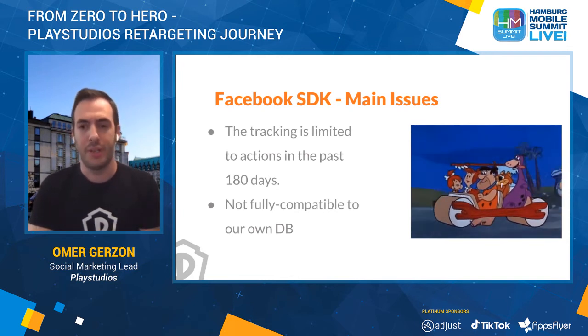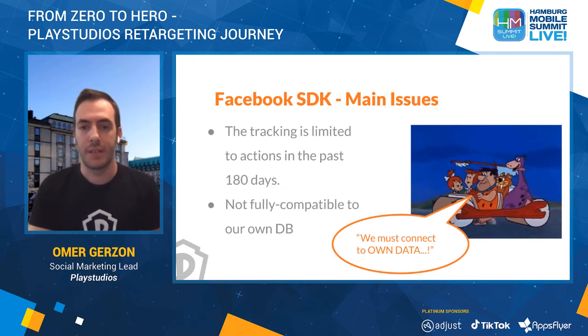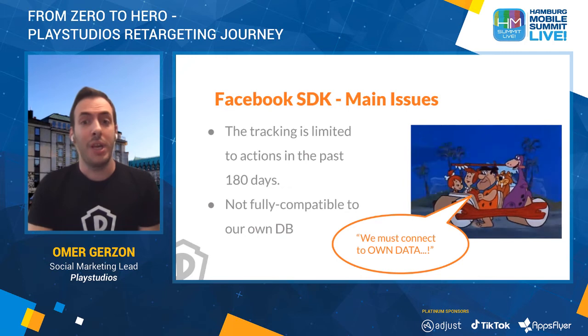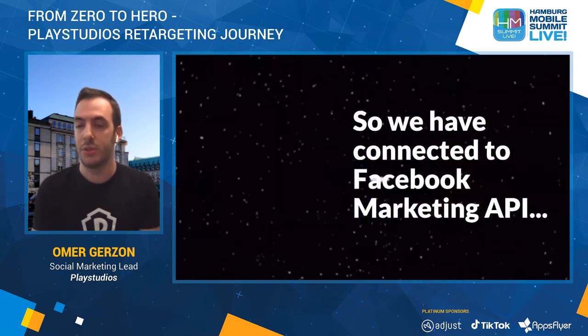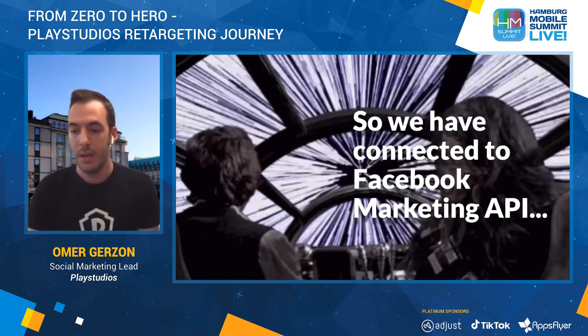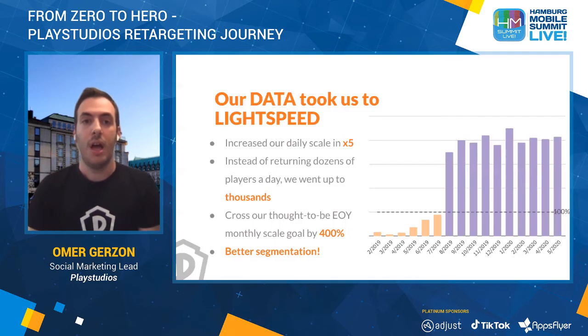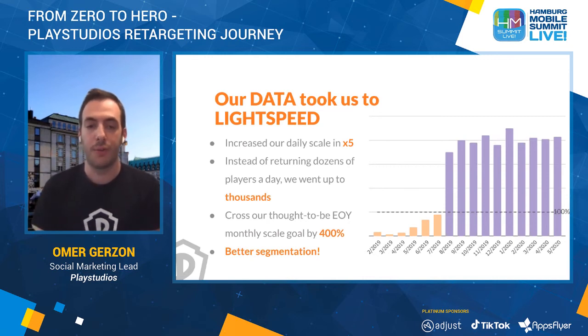So this was the point that we thought, wow, we must connect our own data to where we are engaging with the users. So we have connected to Facebook Marketing API, which is a tool that needs to integrate directly from your data to Facebook audience. And it took us to LIGHTSPEED, because when we did that, we managed to increase our daily scale 5 times. And we managed to get to the end of the year in a monthly scale that crossed our goal by 400%.